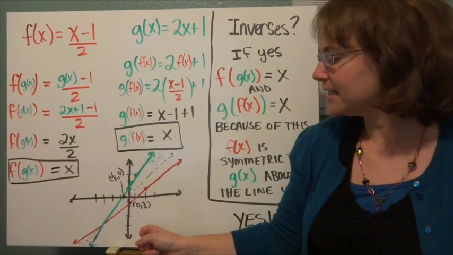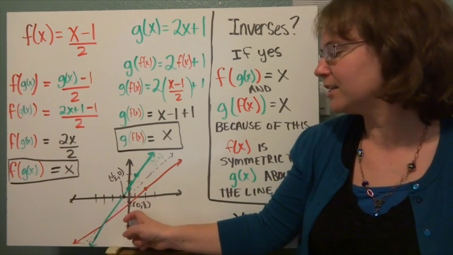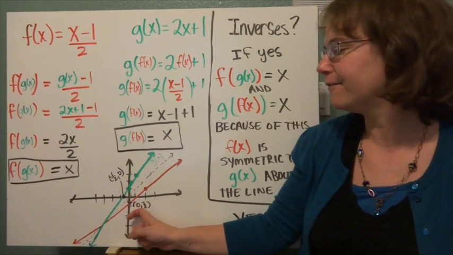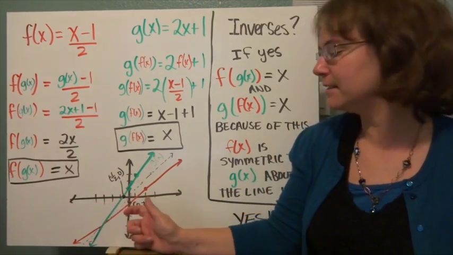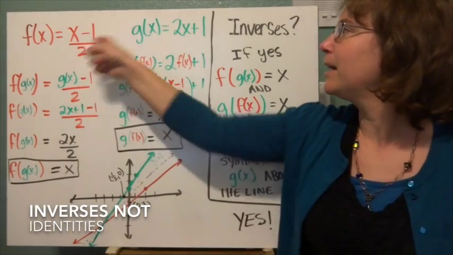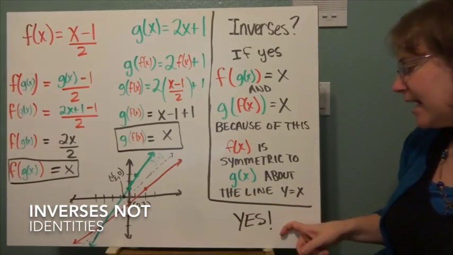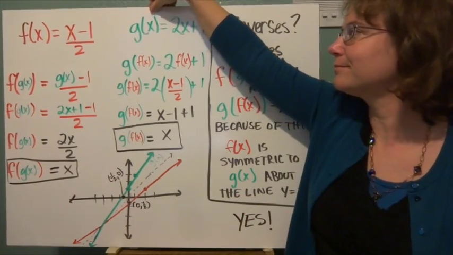Now notice that here my y-intercept is 0, -1/2. And here my x-intercept is at -1/2, 0. The x's and the y's switched places in my identities. So yes, these are inverses of each other.